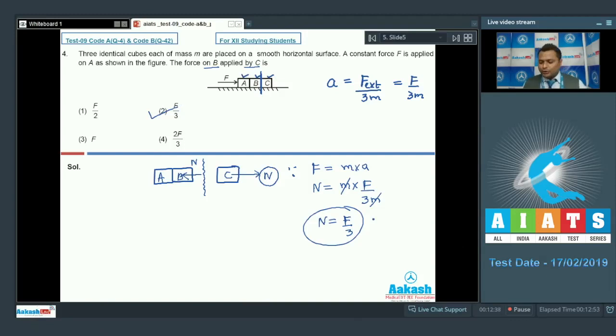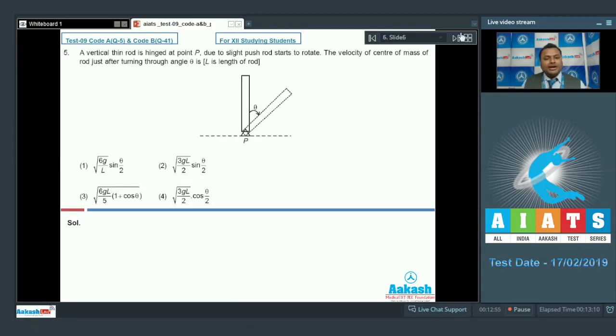Now let us proceed to question number 5. A vertical thin rod is hinged at point P. Due to the slight push, rod starts to rotate. The velocity of center of mass of the rod just after turning through angle theta will be given by what? Given that L is the length of the rod.